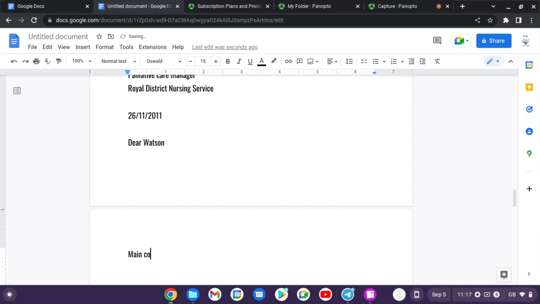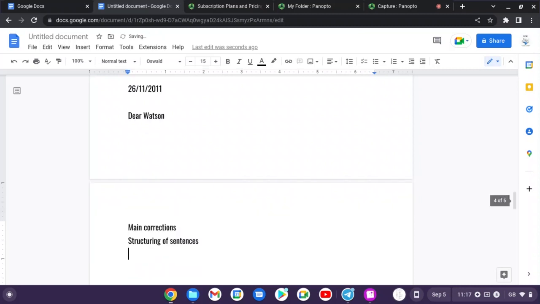Main corrections: structuring of sentences, paragraphing, avoid repetitive words. Okay, so these are the major corrections in this letter.